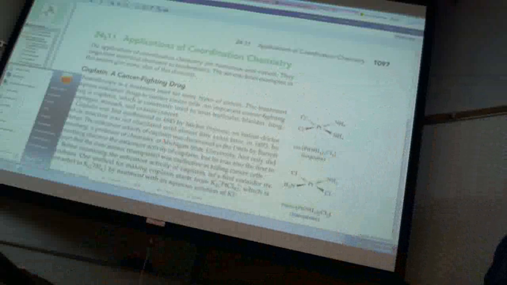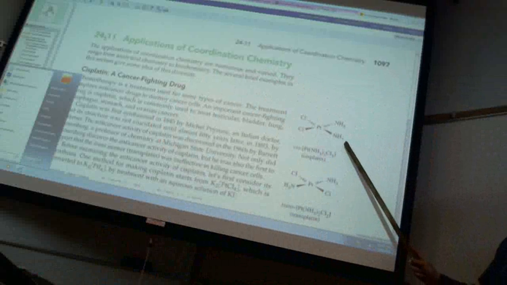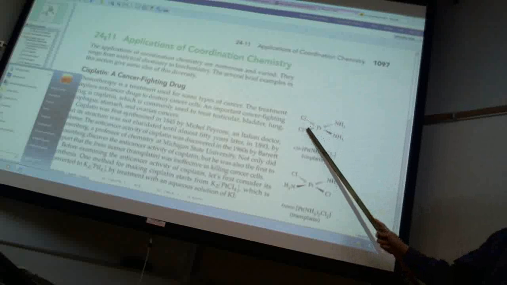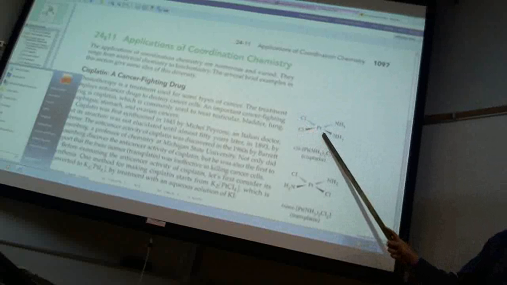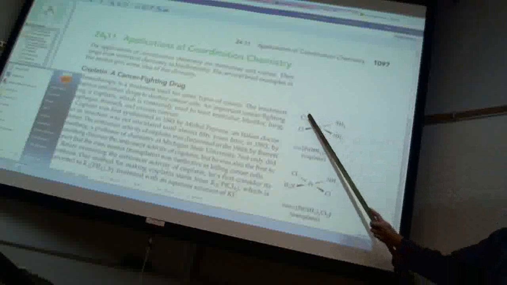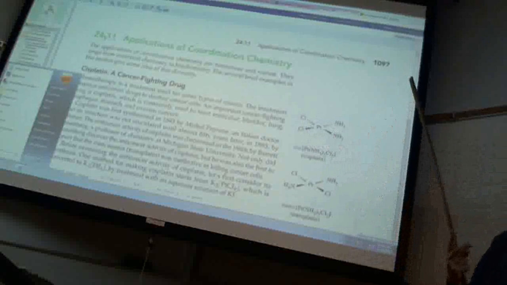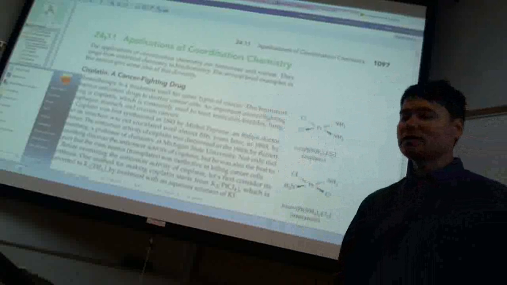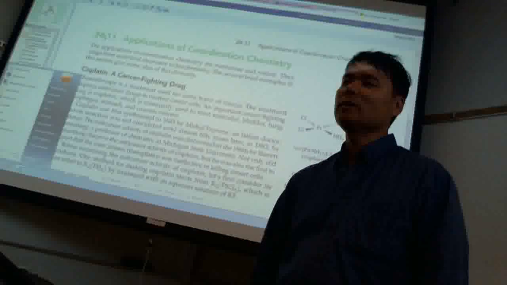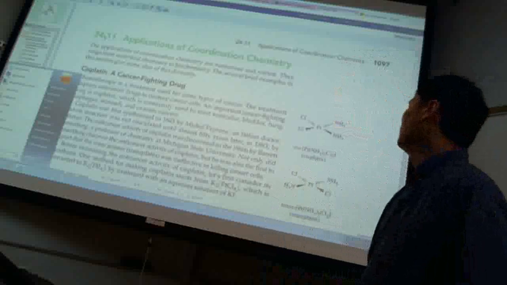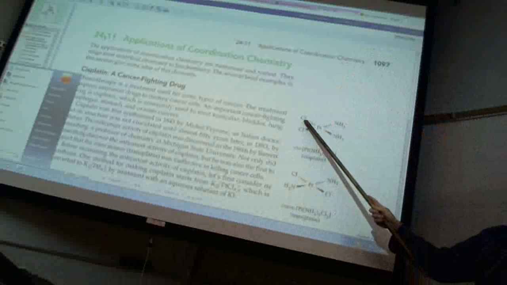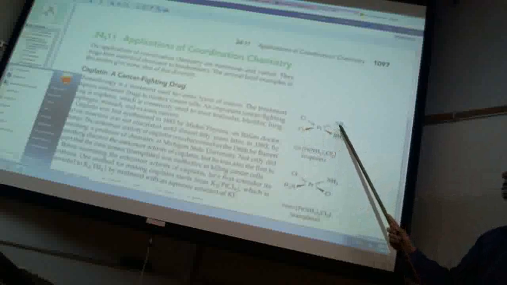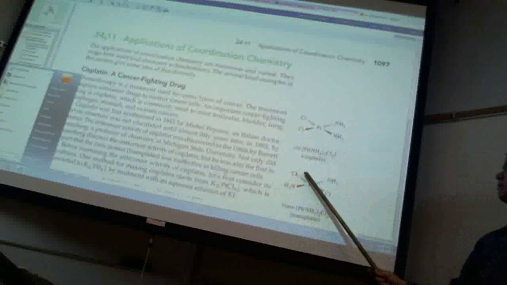Can you name this complex? Diamine, dichloro, platinum. This whole thing's neutral, so the charge on platinum must be 2. And so this is diamine dichloro platinum 2. Well, there are 2 structures that you can have. These are called isomers. Isomers are the same formula, different structure. This is square planar. And so you could have the chloros adjacent, the amines adjacent, or you can have them opposite, like this.